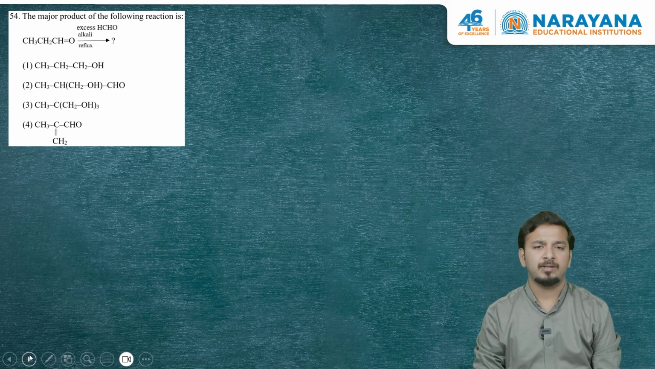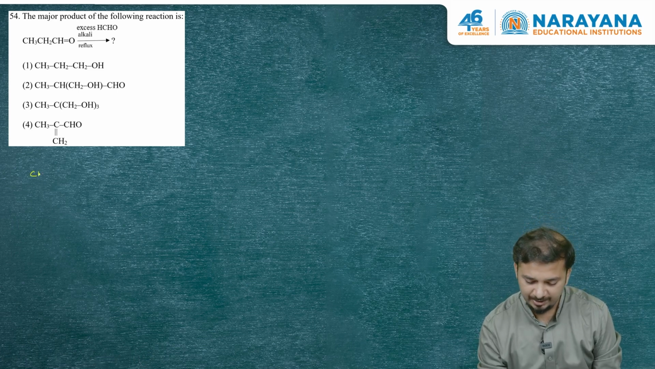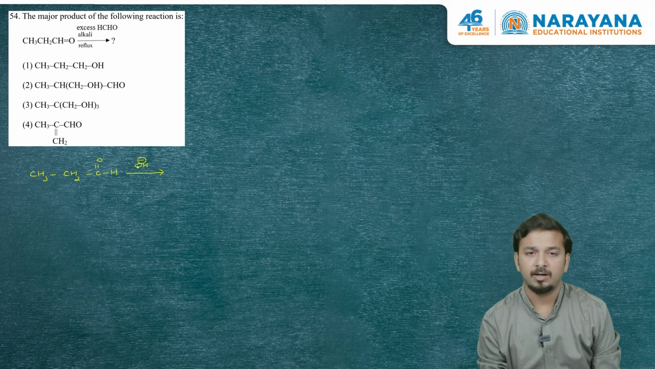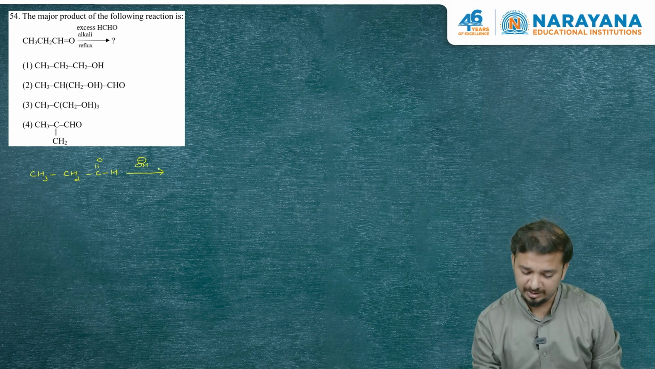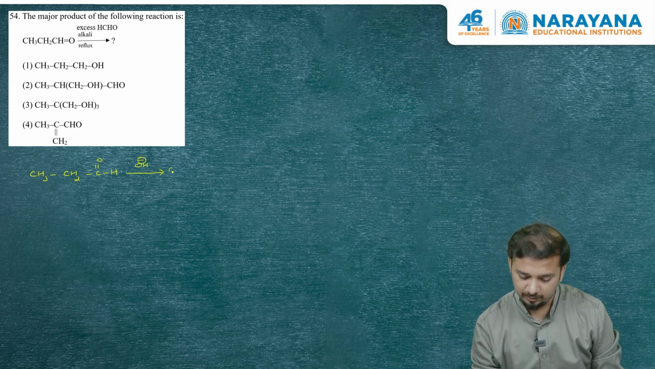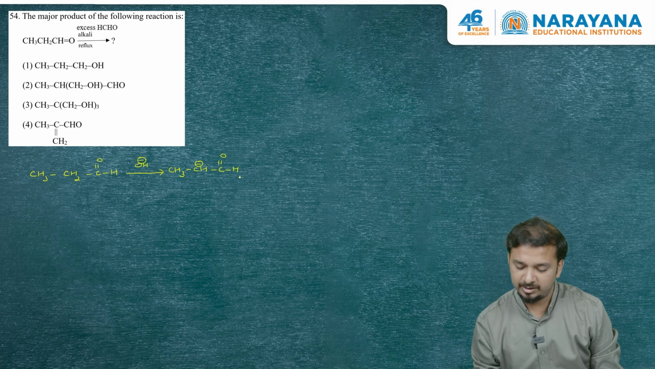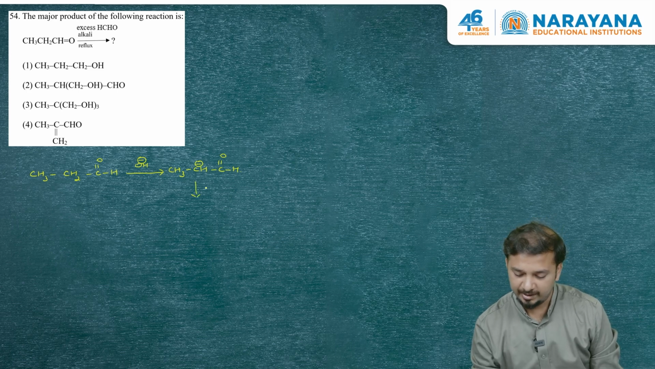One aldehyde is given and it is treated with excess HCHO and alkali and reflux. So we can see in this aldehyde CH3CH2CHO, there is acidic hydrogen. So in presence of a base, it will undergo acid-base reaction and there will be formation of enol. So enol will be CH3CH negative, C double bond OH. And now this enol which is formed, that will attack on one molecule of HCHO.